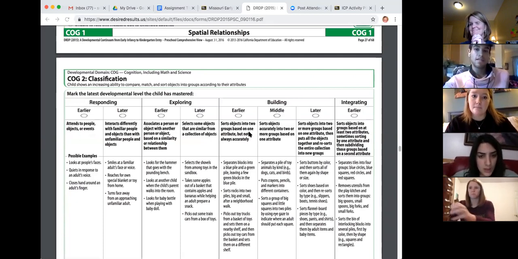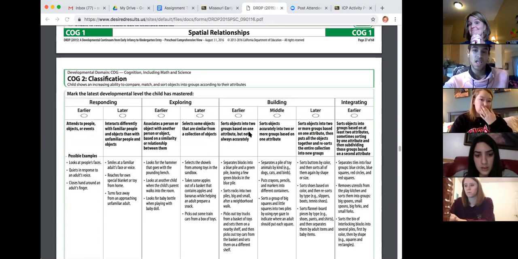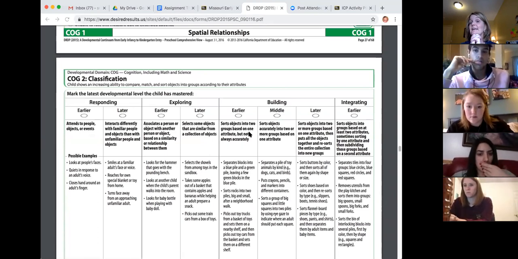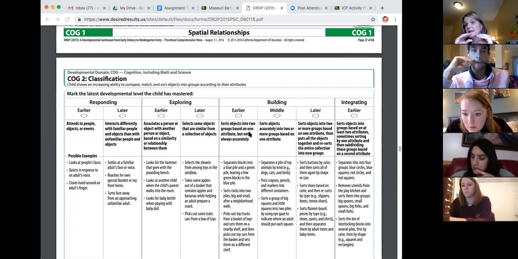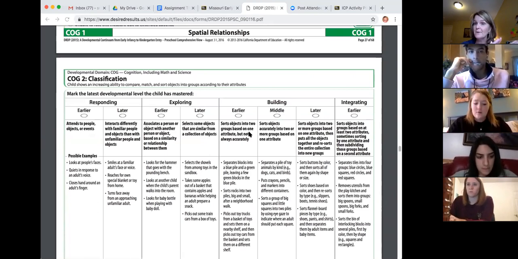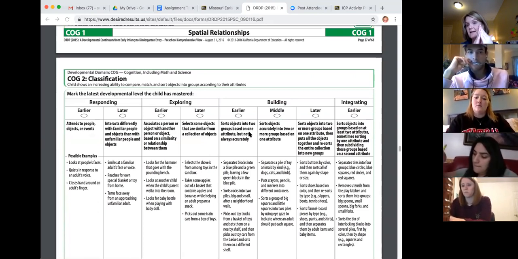They can classify different types of pizza. Yeah, they're able to put them into groups according to the attributes. They can decide, I'm going to make a pan pizza. I'm going to make a thin pizza. Or I'm going to make a pepperoni pizza.